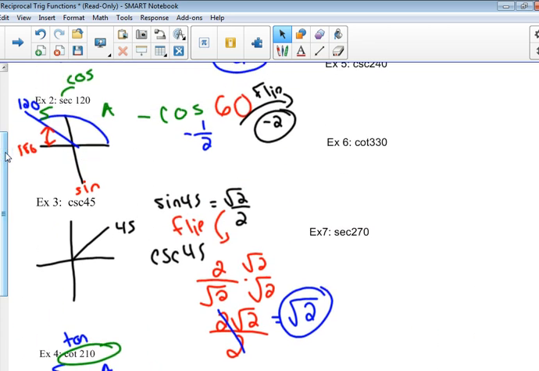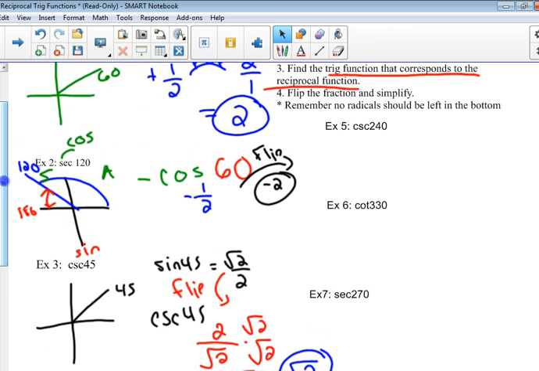Okay. So let's try 5. You guys want to try this one on your own? Why don't you guys try 5 and 6? And then I want to talk about 7 with you. You can try 7 too if you want, but try to see if you can do 5 and 6.